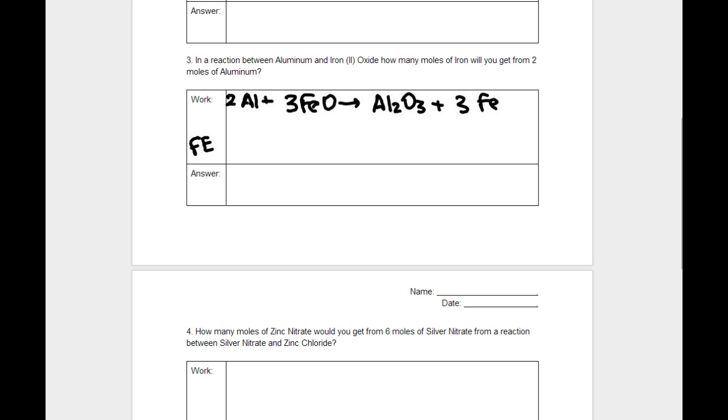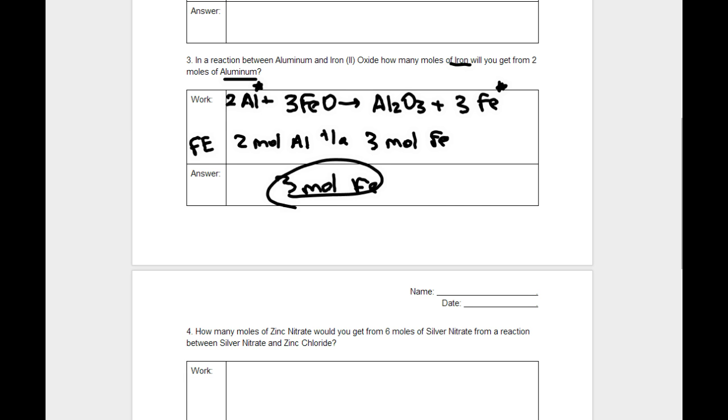So for the next one, in a reaction between aluminum and iron 2 oxide, we have the balanced reaction written out. How many moles of iron would you get from 2 moles of aluminum? So in this case, let's write out the generic based off the ones that we're comparing. And this one should be pretty obvious right now, but let's write it out. For every 2 moles aluminum, there are 3 moles Fe. And the question is basically asking you the same exact thing as the generic formula that we're writing out. So it's just 3 moles Fe as the answer.